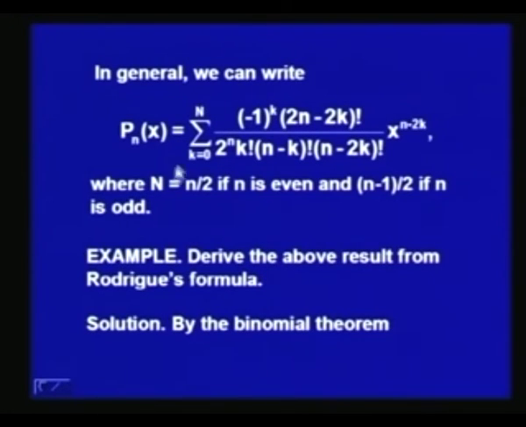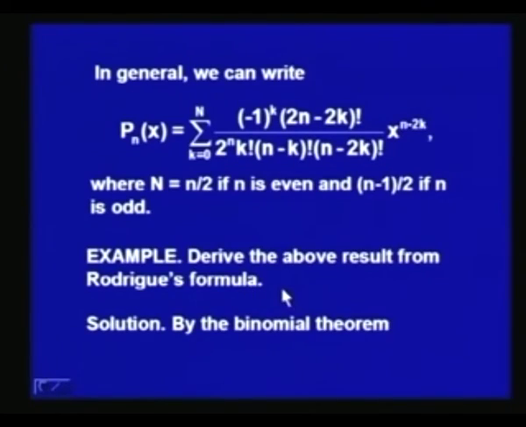Now, in general we can write P_n(x), given by the Legendre's Rodrigues formula, as sigma k equal to 0 to N of (-1)^k (2n - 2k)! over 2^n k! (n - k)! (n - 2k)! x^(n - 2k), where this capital N is equal to n/2 if n is an even integer, and (n - 1)/2 if n is an odd integer. Let us derive this result by using the Rodrigues formula.